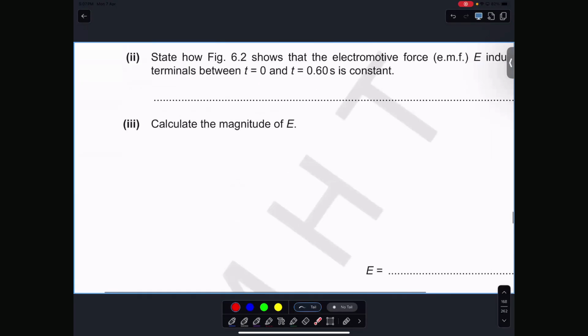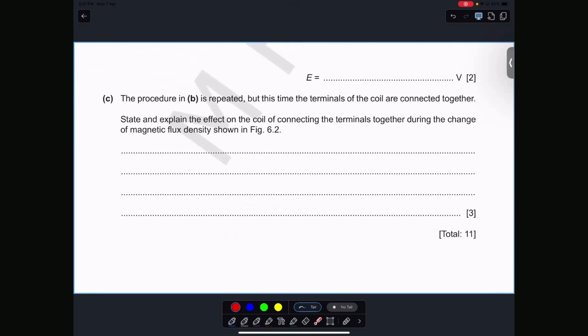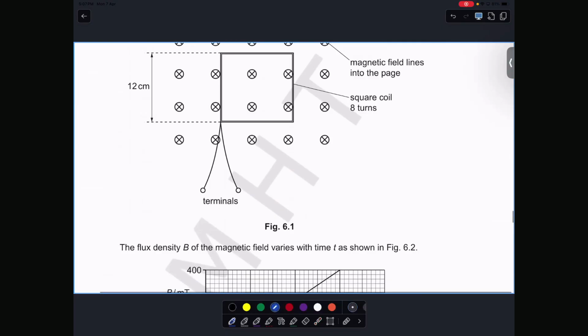So they ask to state and explain the effect on the coil of connecting the terminals together during the change in magnetic flux density in figure 6.2. Okay, so it's similar to what we just did. If you connect it, EMF will be induced inside it, and what will flow through it? Current. But I remember this question, there was an issue with the size of the coil. You had to mention that the coil is circular. Okay, let's do this one.